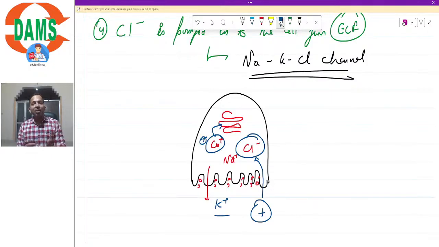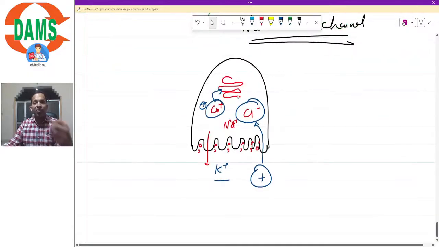So how does the cell balance this negative charge? So remember that inside the cell there is excess of negative charge, isn't it? So inside the cell at this moment there is excess of negative charge and in the extracellular space there is excess of positive charge, right? तो अभी क्या हुआ?